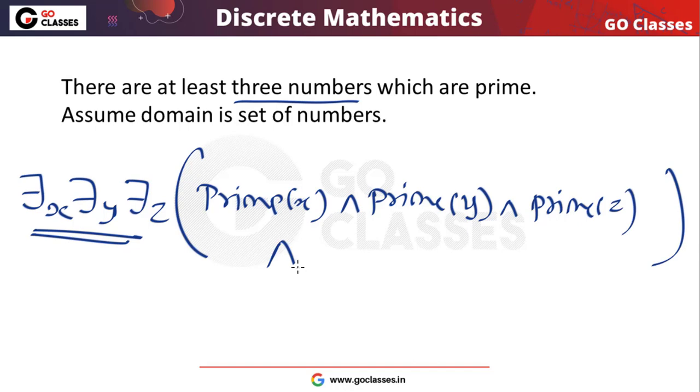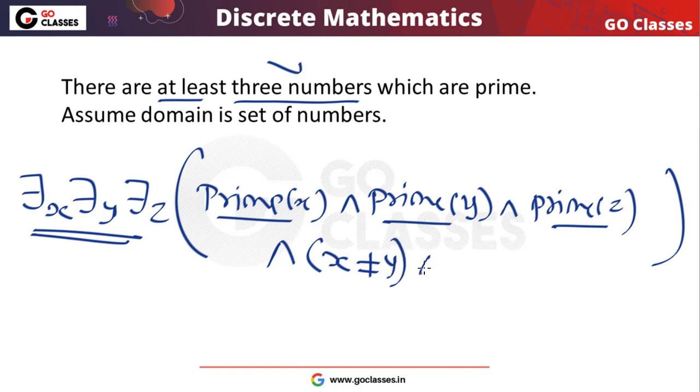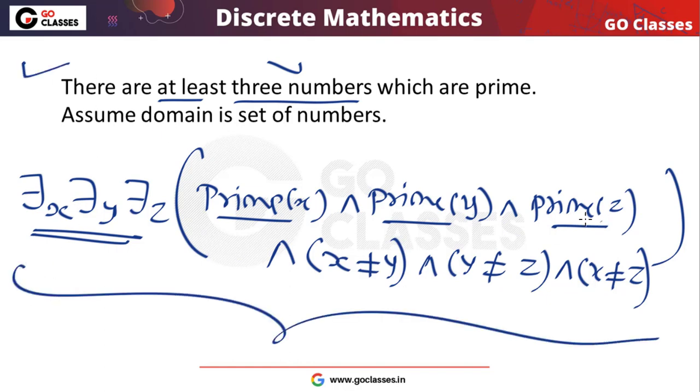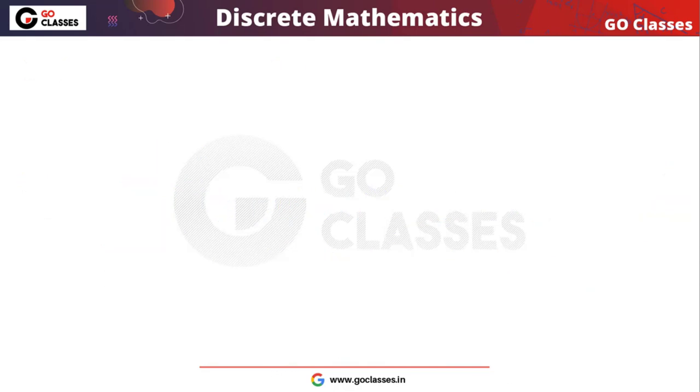and what should happen? They must be different, because we want at least three numbers which are prime. So there exists x, there exists y, there exists z, they must be prime and they must be different numbers, meaning x is not equal to y, y is not equal to z, and x is not equal to z. So this is how you can convert the given statement. This statement can be written like this. Very simple. Let's see the next example.